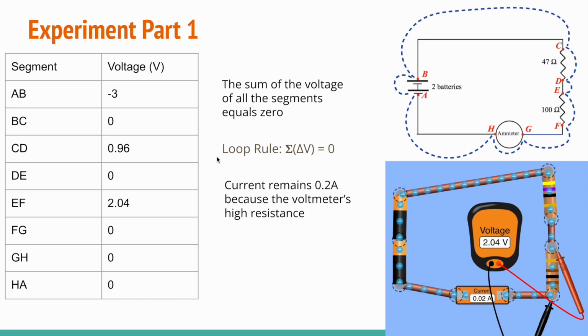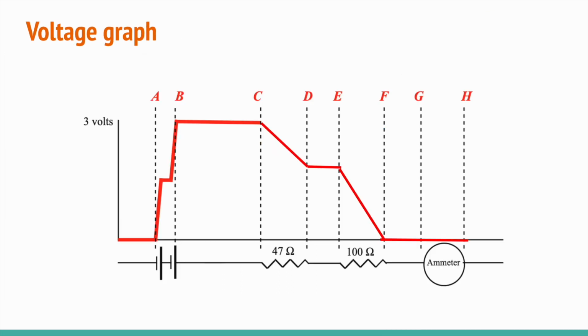This is in line with the loop rule, which I mentioned earlier, where in a closed circuit, the change in voltage is 0. The current, however, remains the same at 0.02 amperes because the voltmeter's resistance is infinitely high in this virtual circuit. So here's a graph of the voltage.